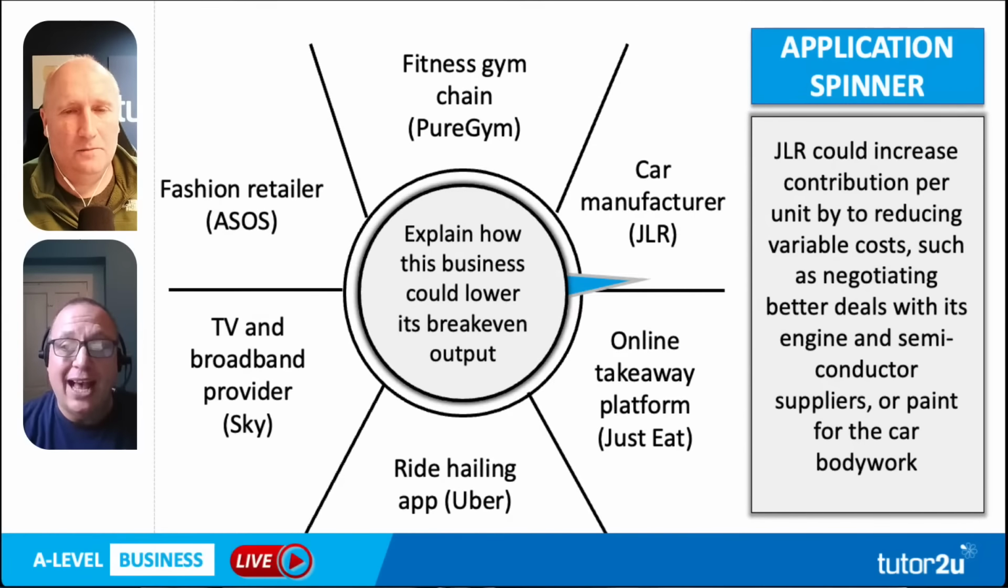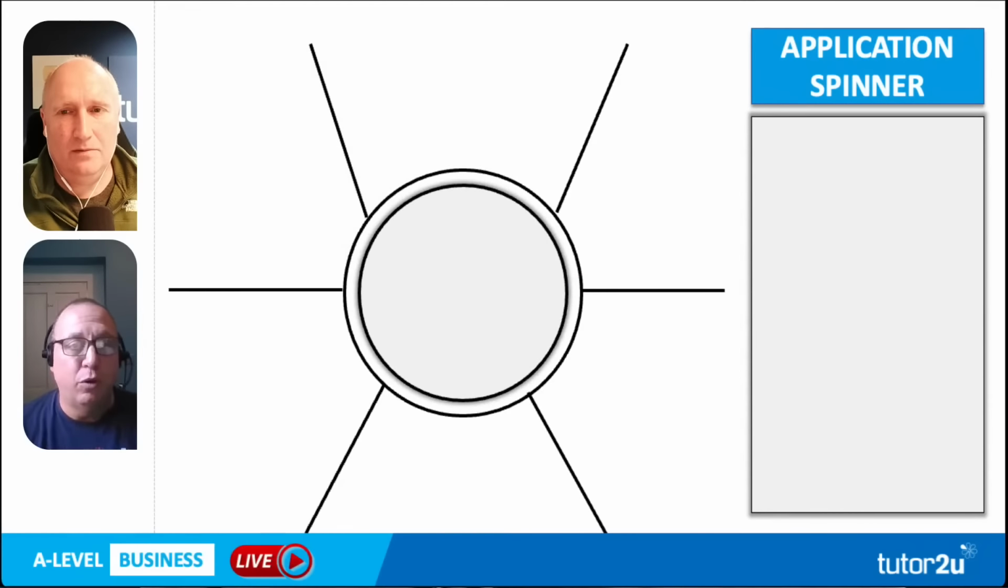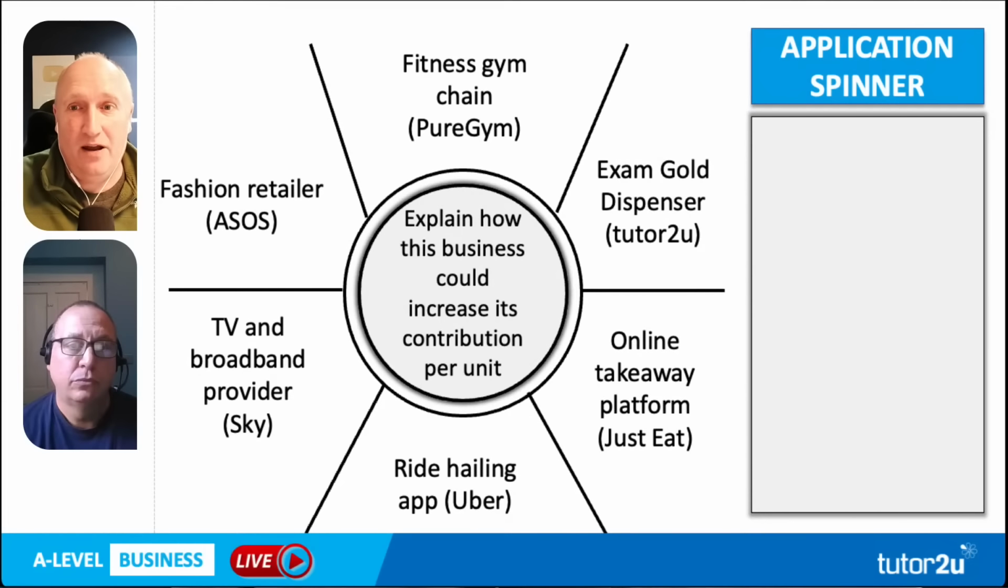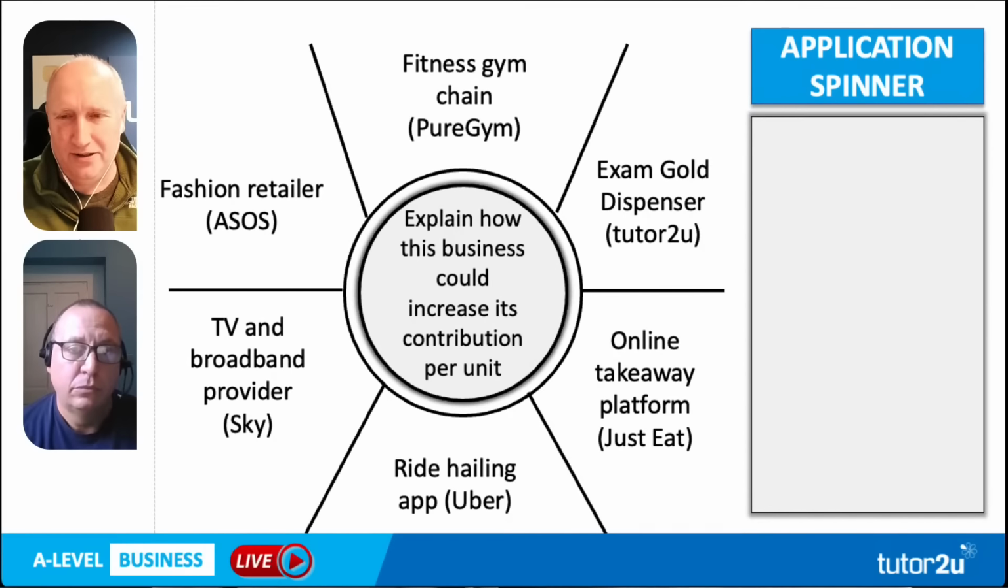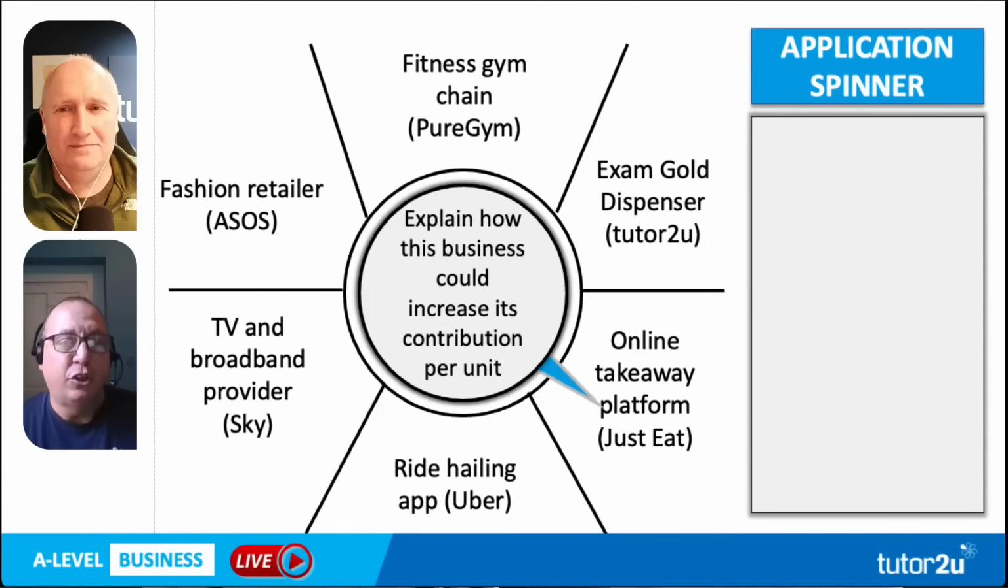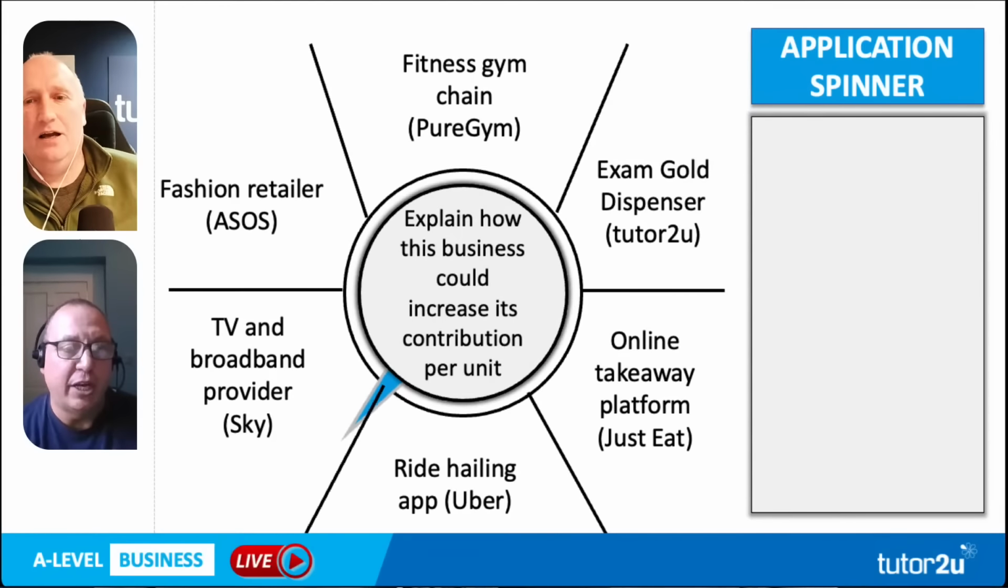Okay, that was some very good answers there. Should we do one more of these? Let's do one more. JLR should have disappeared, and it's been replaced by an exam goal dispenser. I don't know what that is. Could it possibly land on that one? I don't know. Let's spin the wheel. Over to you, G. What's it going to be? Explain how this business could increase its contribution per month. I think it's going to be Sky.